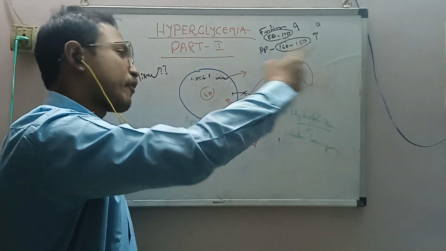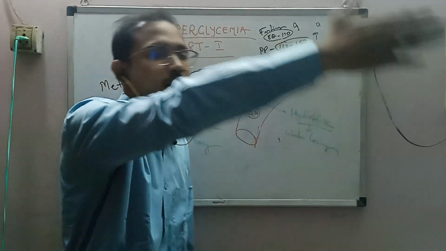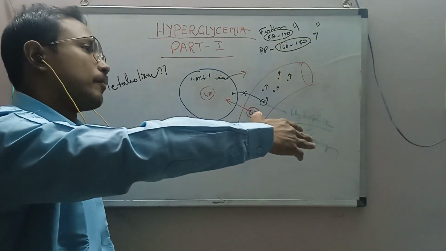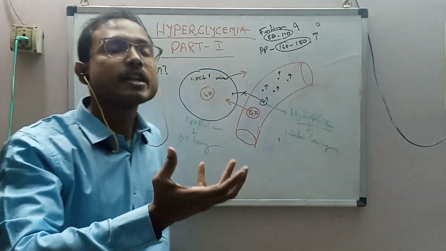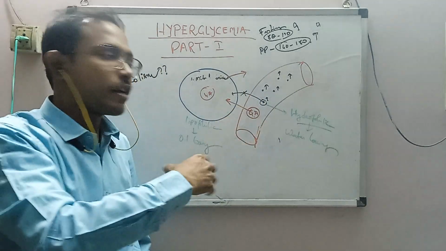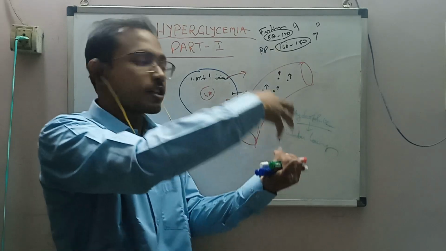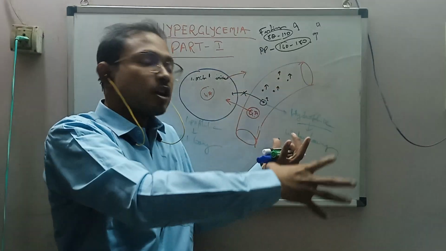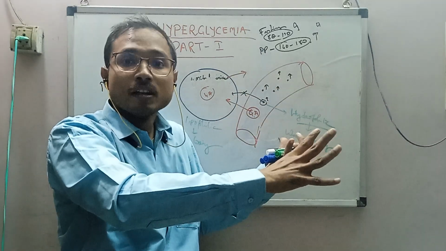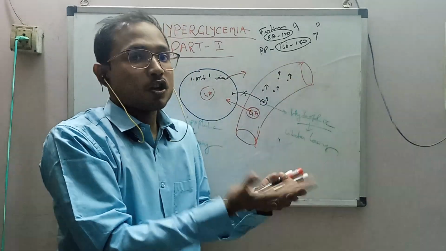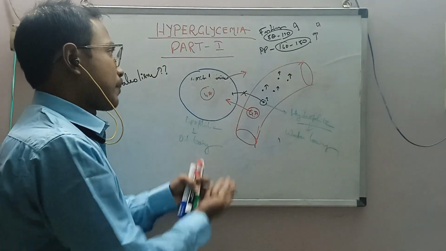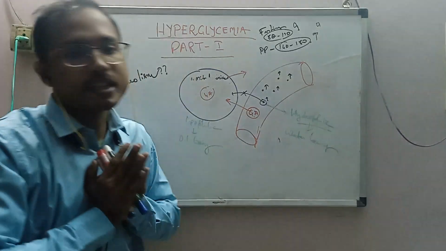So it will affect your further physiological systems by malfunctioning your nephron. If so much glucose comes into the nephron, how will it stay? It cannot be easily reabsorbed because the glucose concentration in the blood is increased. So that is why the hyperglycemic condition is there.